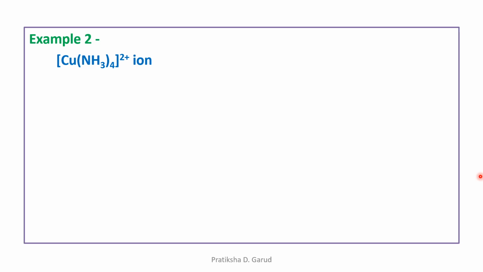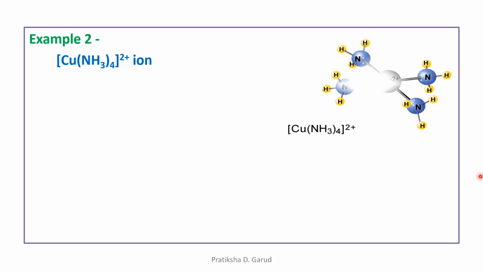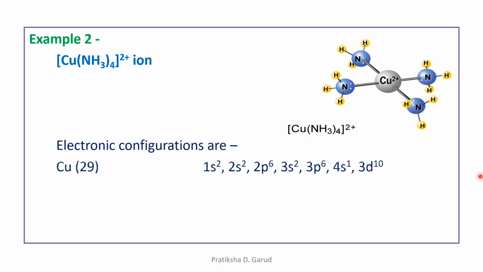It is a square planar complex ion. This is the structure of this square planar complex ion, that is the [Cu(NH3)4]2+ ion. At the center we have the Cu2+ and it is surrounded by the 4 NH3 in a square planar fashion. So for this again we have the electronic configurations.